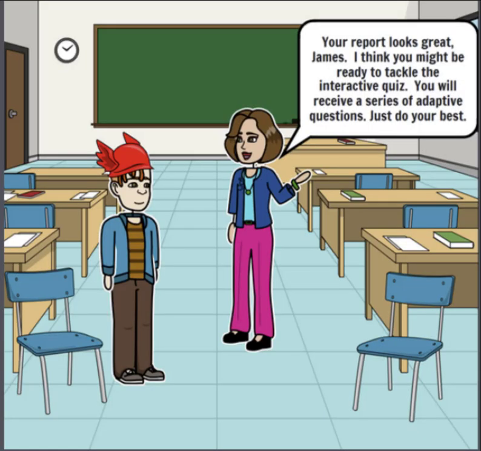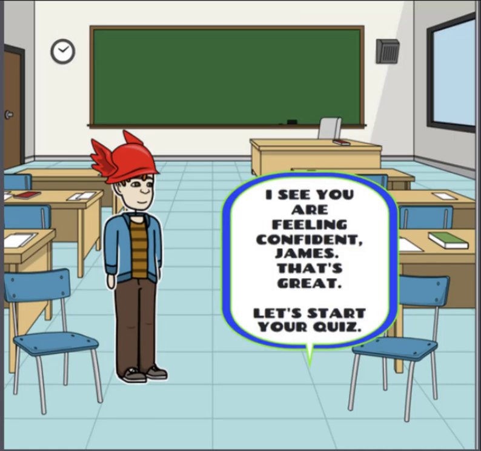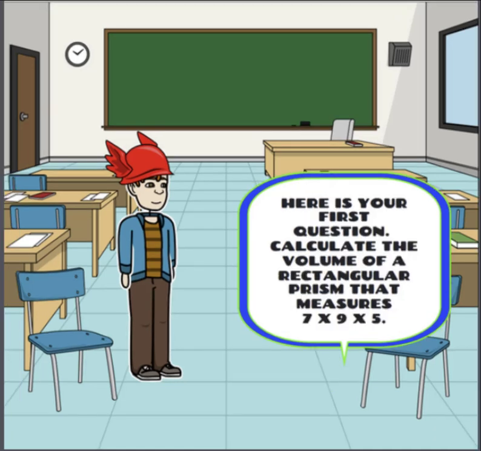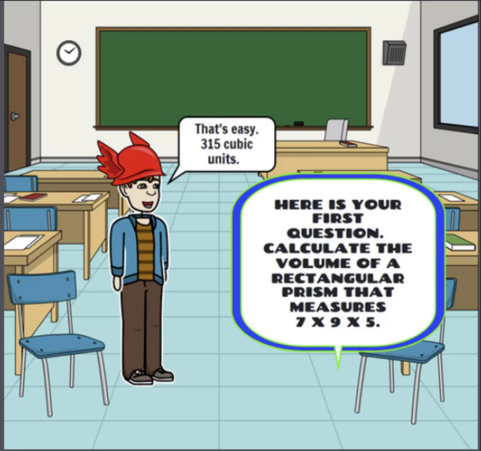Your report looks great, James. I think you might be ready to tackle the interactive quiz. You will receive a series of adaptive questions. Just do your best. I see you are feeling confident, James. That's great. Let's start your quiz. Here is your first question. Calculate the volume of a rectangular prism that measures 7 by 9 by 5. That's easy. 315 cubic units.